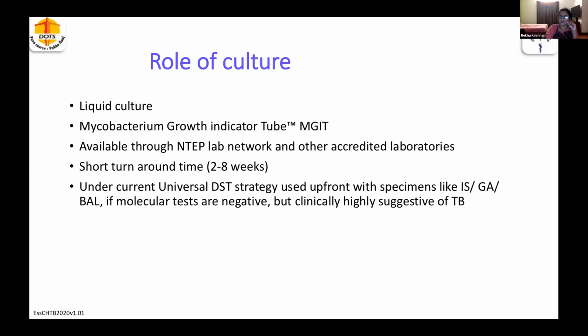Then what is the role of culture? This is the third option for us. Liquid culture, MGIT, Mycobacterium Growth Indicator Tube, is used, and it is available through the NTEP lab network. The specialty is that this has a short turnaround time of only around 2 to 8 weeks. Previously only solid culture was available, that is LJ medium, and it takes 3 months for growth.